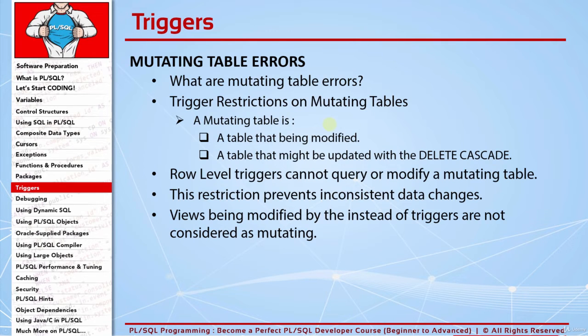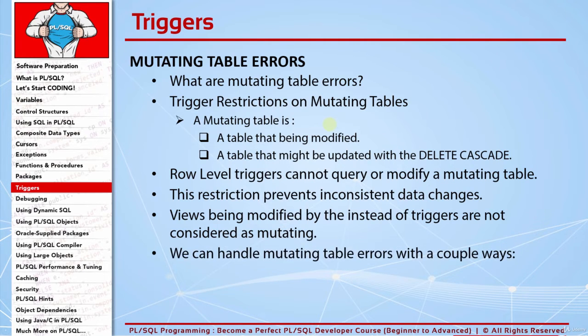Great, now you know what a mutating table error is. So let's see how we can handle that error. We can handle mutating table errors in a couple of ways. The first one is to store related data in another table. If you get the error because of querying the same table, you can store the data that you want to query in a different table. Since you will query from another table, you will not have a mutating table error.